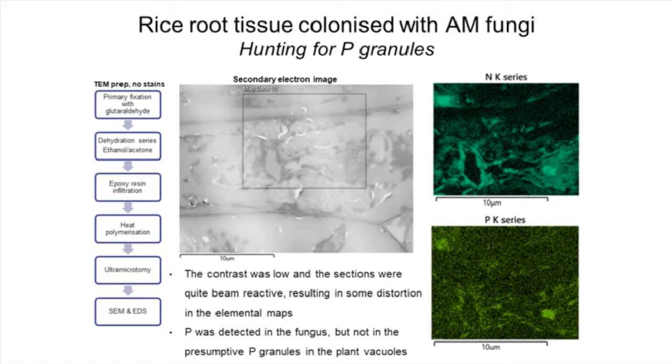We're trying a few different sample preparation approaches for this, and I'll show you two of them today. The first is a normal TEM prep, but where the staining steps have been completely omitted. As expected, the contrast was quite low, and these sections were fairly beam reactive, which resulted in some distortion in the elemental maps over the acquisition. Phosphorus was detected in the fungus, but was not found in any of the presumptive phosphorus granules in the plant vacuoles.